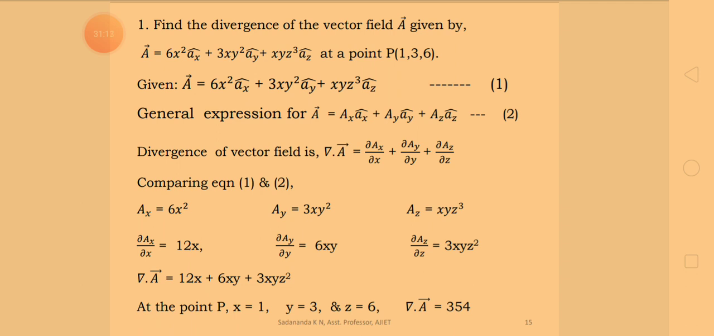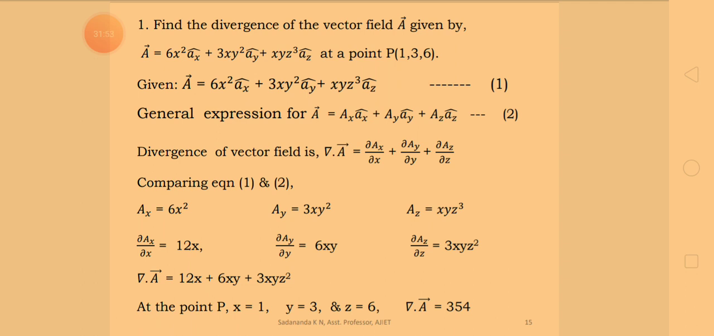And we will solve one or two problems on the divergence. The first problem is, find the divergence of the vector field A given by vector A is equal to 6x square Ax cap plus 3xy square Ay cap plus xyz cube Az cap at a point P(1, 3, 6). Here you are supposed to determine the divergence of the vector field A. You write the given vector as 6x square Ax cap plus 3xy square Ay cap plus xyz cube Az cap.